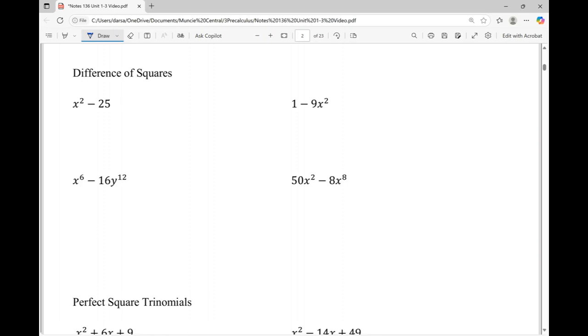Difference of squares is another kind of factoring that is going to come up super, super often, and it has a very simple formula that goes with it. If you have anything squared minus anything squared, it will always factor to the first plus the second times the first minus the second.